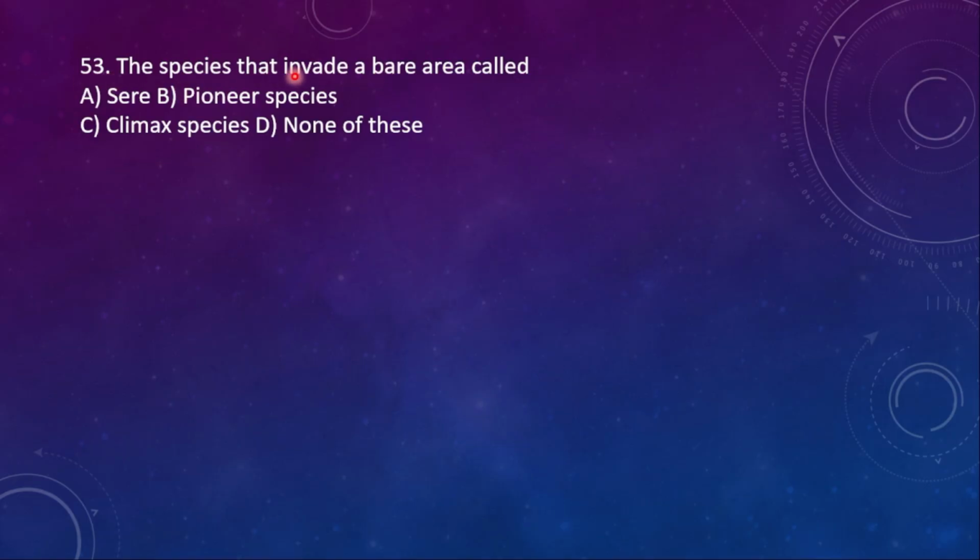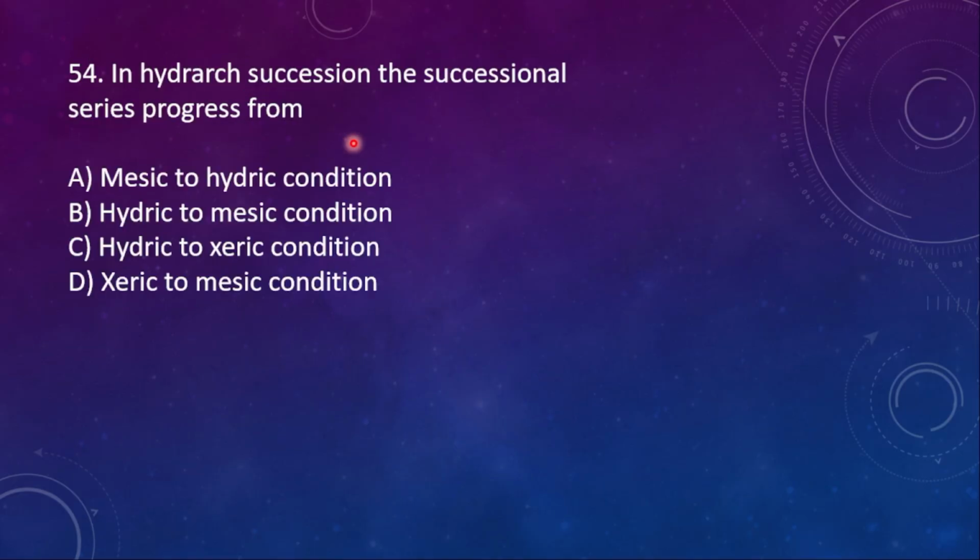53. The species that invade a bare area are called Sere, pioneer species, climax species, none of these. Here the right option is option B.